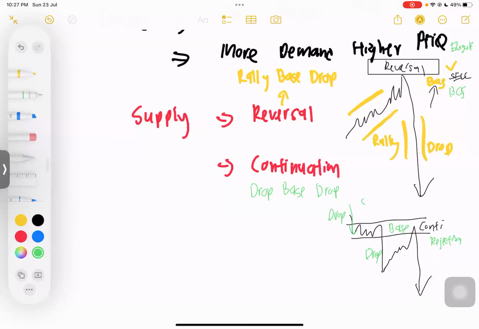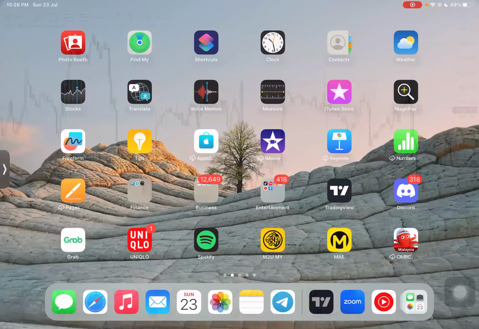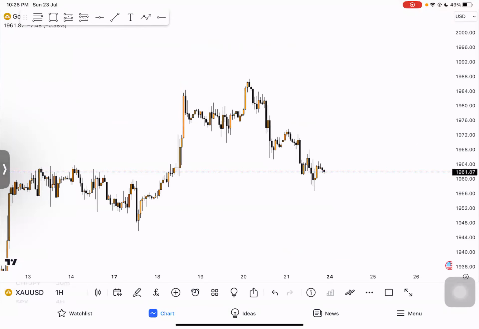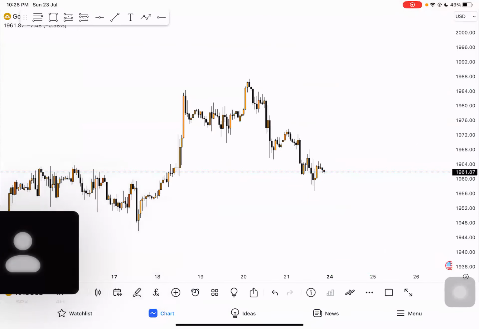How to find sell zone? You have to find out drop base drops or rally base drops. This is the example of the drop base drop, rally base drop, and also drop base drops. Here, whenever you got the breakout, there is a sell zone already. For example, here you can see there is a sell zone.